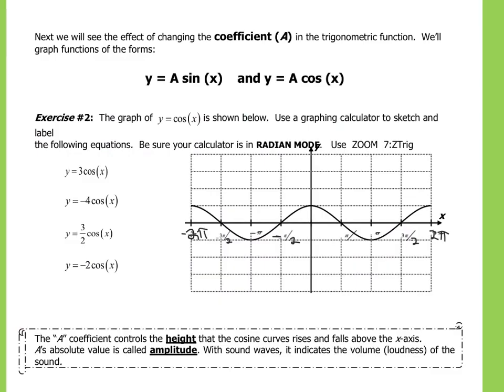All right, so on the next page, it says next we will see the effect of changing the coefficient A of the trigonometric function. We graph the function of the forms, basically the sine of x and the cosine of x. Exercise 2, the graph of cosine of x is shown below. So this is the graph that we just did. It's not as tall, so that tells me that if I were to label my x-axis, this would be a 1 right here, because that's as tall as it goes, which would make this a -1. So I'm just going to label the rest just for the sake of argument.